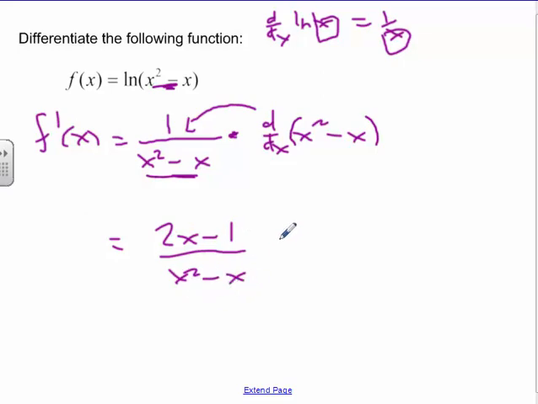Now, you could try factoring the bottom, because hopefully it's pretty clear that you can factor out an x. But unfortunately, that does not cancel. You can't try to do that. That would be very bad. So you may as well leave it here.